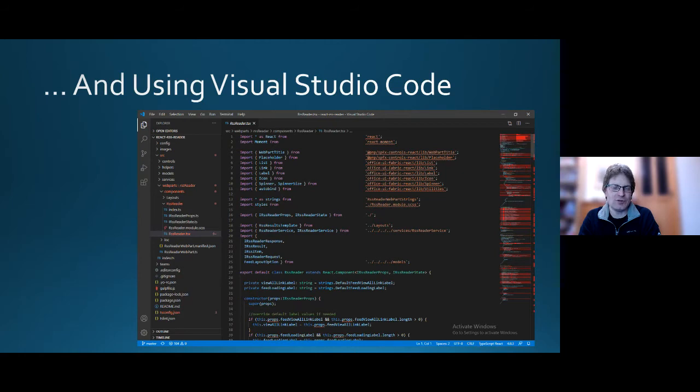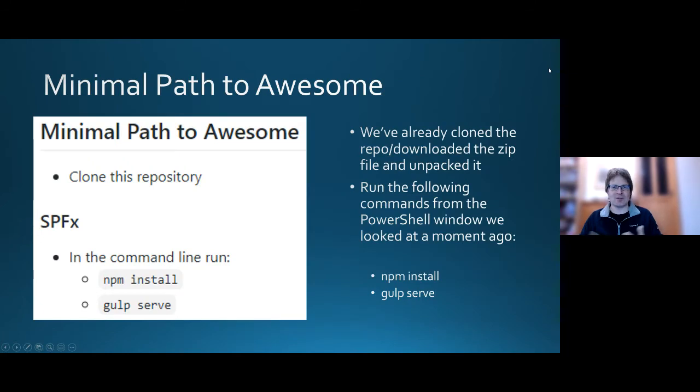But if you open the application, the folder in this particular instance, in Visual Studio Code at this point, don't worry if you see a lot of red. We're going to deal with that in a moment. If we look back at the page for this particular project, you'll see that down the page there is this section that I love. I thought it was brilliant. The minimal path to awesome, which is clone this repository and issue those two commands.